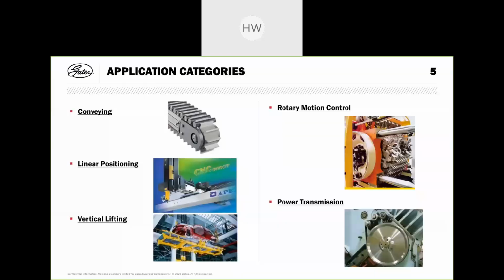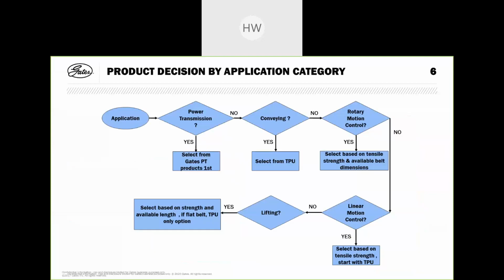So when do we choose TPU versus a rubber belt? Our major application categories are different from the rubber belt. As you can see here, we go more into the conveying applications, in the linear positioning, in vertical lifting, and then the rotary motion control and power transmission. Those are applications that we share with the rubber belting, especially power transmission. So how do we find out which product would be the better product for this application, rubber or TPU?